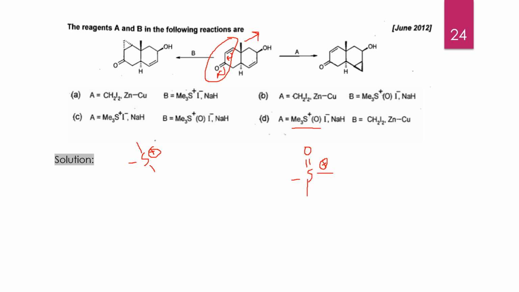And next, what will be A? See, there is an OH group. That's why it is above the plane. That means it's coordinating. So what type of reagent can be possible? It will be this type of Simmons-Smith reaction. So A will be Simmons-Smith, because the reagent coordinates with the OH group to give this type of selective compound. So this is the mechanism. I will remove this.